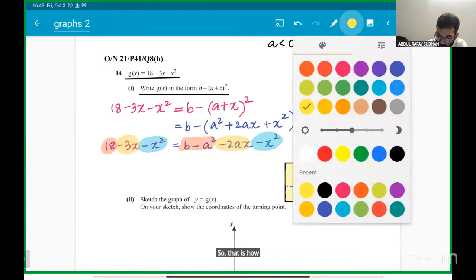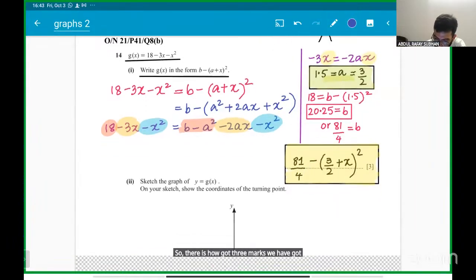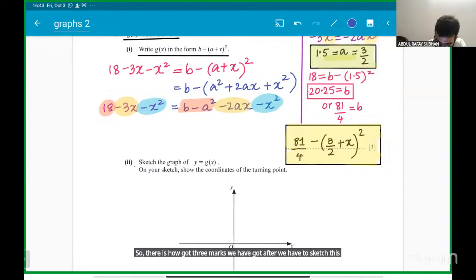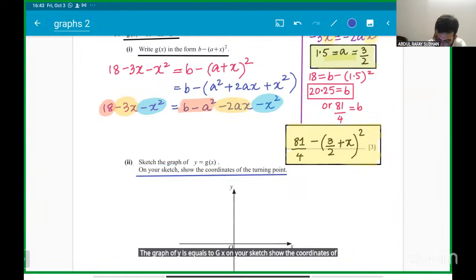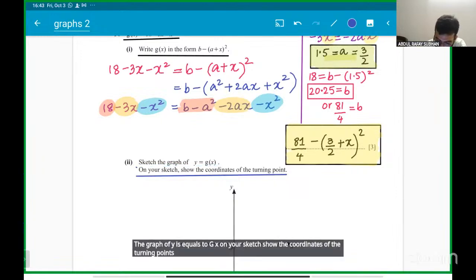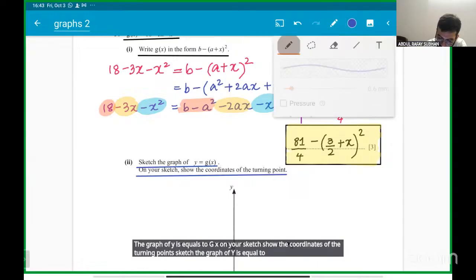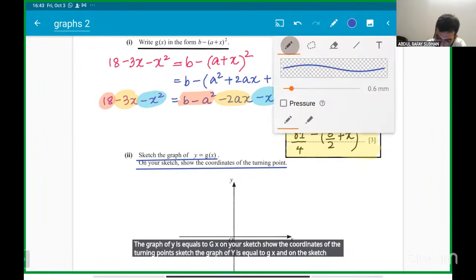So this is how we have got the 3 marks. And then we have to sketch this. Sketch the graph of y is equal to g(x), and on the sketch show the coordinates of the turning points.